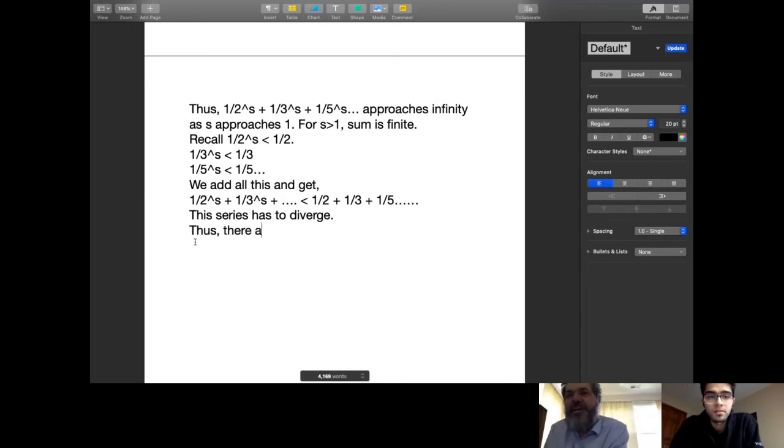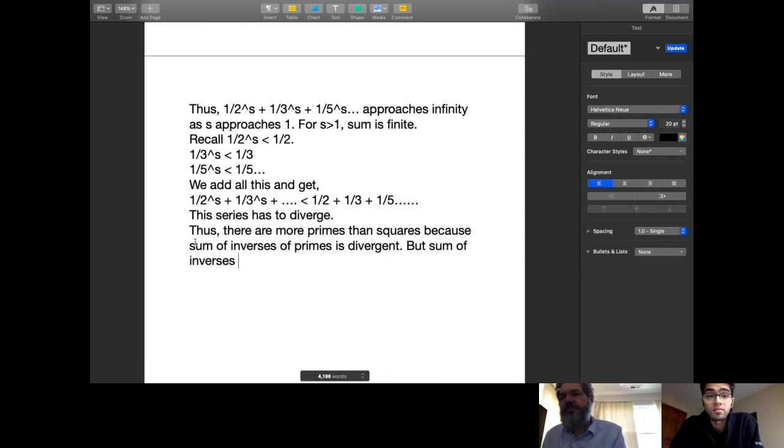So in this sense, we have more primes than squares, in the sense that the sum of inverses of primes is divergent, as we just proved, as opposed to, let's say, the sum of inverses of squares, or the sum of inverses of cubes, and all these are convergent.